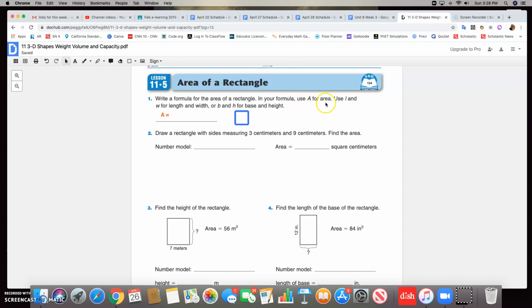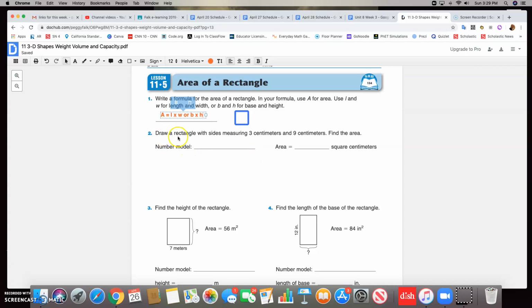In your formula, use A for area. I already have that here. And then use L and W for length and width, or B and H for base and height. So if you remember, if you have a rectangle, I put this shape here. It's a square, but a square is a rectangle because it has to have four 90-degree angles. Opposite sides are parallel and equal, and it has to have straight sides. All right, so finding the area is length times the width, or base times height. Okay, so base times height.